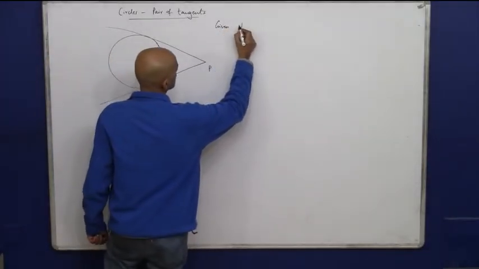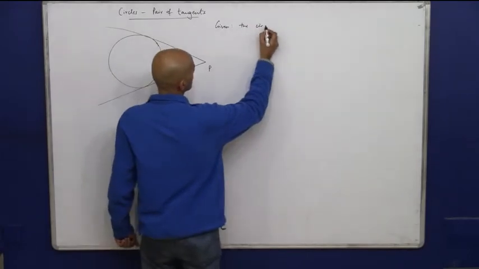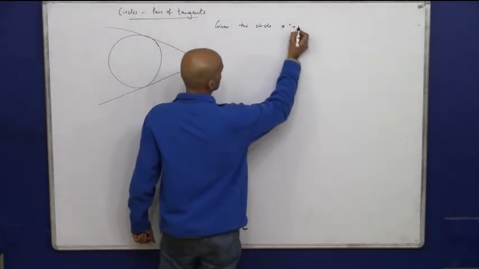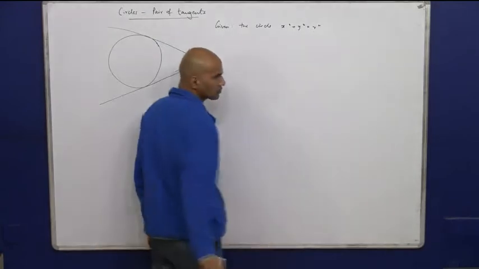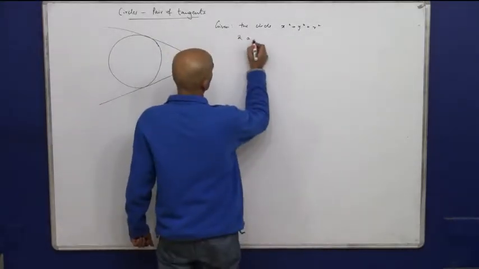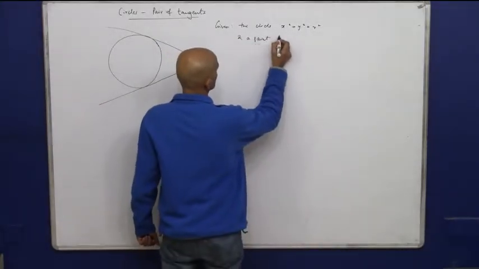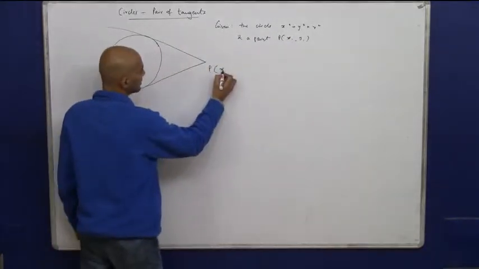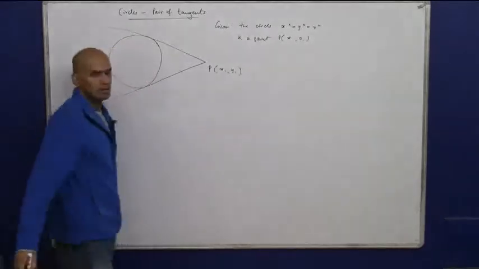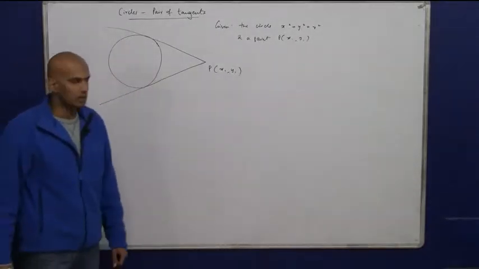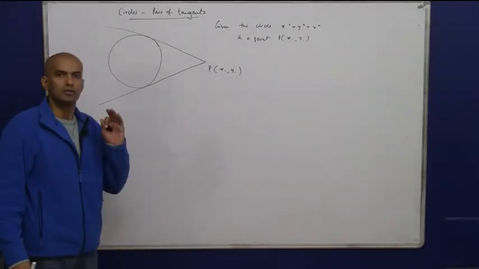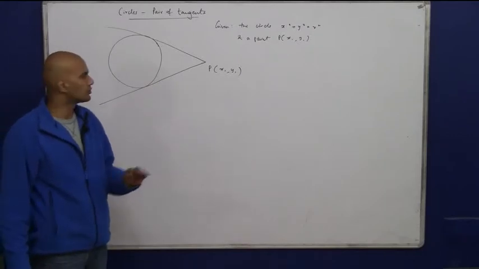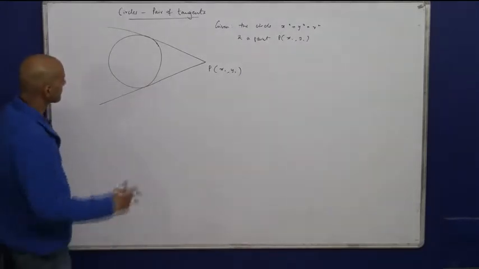So let us suppose it is given the circle x square plus y square is equal to r square and a point P (x1, y1) lying outside the circle. And I wish to find out the joint equation of the pair of tangents drawn from this point to this circle.